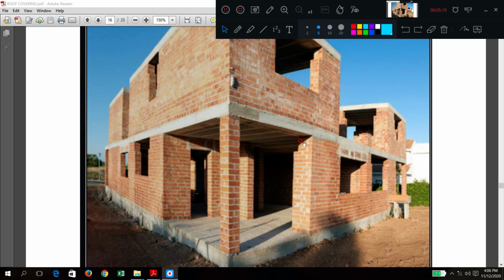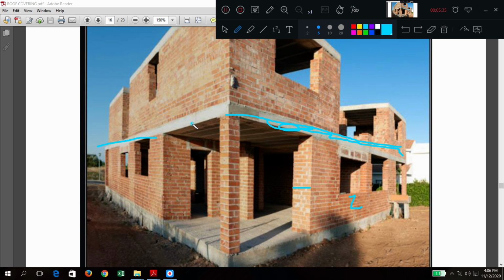Here there are no columns. Directly on the walls, the slabs are there. On the walls, can you see any column, any beam? Nothing. So all this is load bearing wall. So directly this slab is placed here.